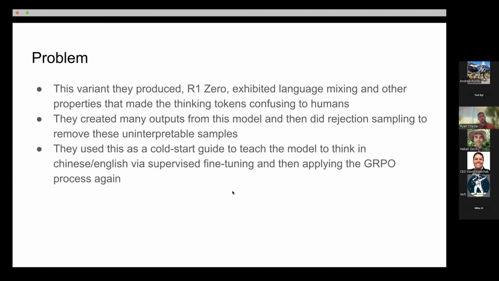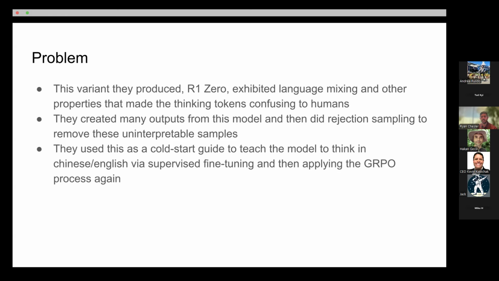So they built this model and they called it R1-Zero. And so this was great. It had that good property of getting better and better and better. But they inspected the thinking tokens and realized there's actually a lot of language mixing in here. When humans go through and read it, it's problematic. We can't verify exactly what it's doing. It's just kind of strange outputs.